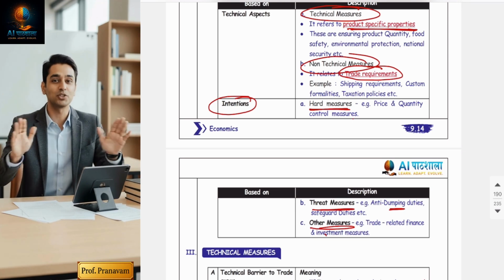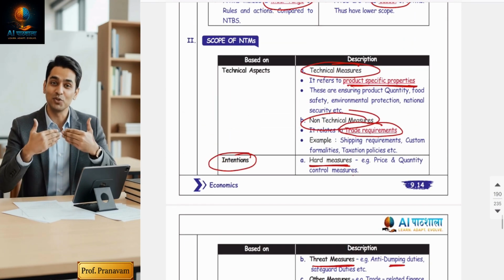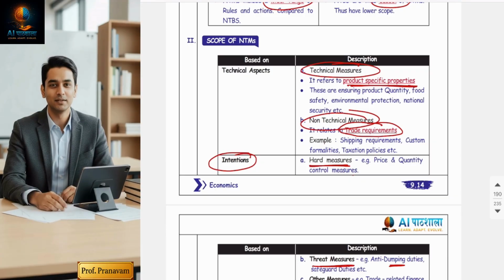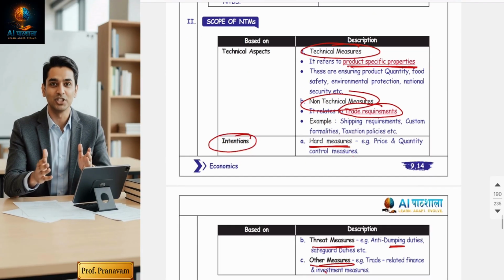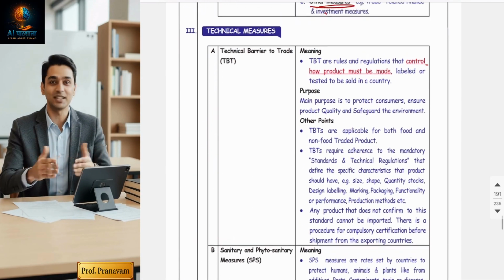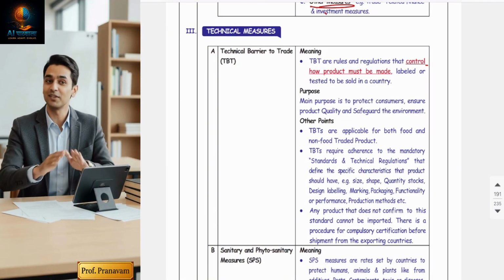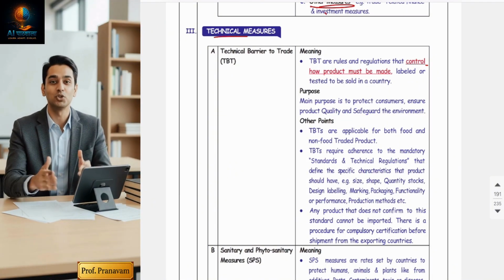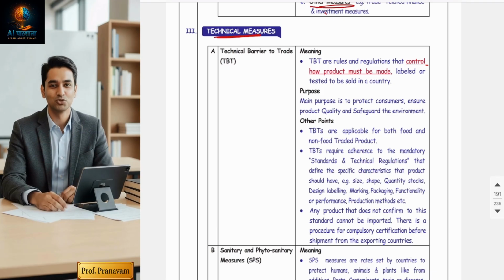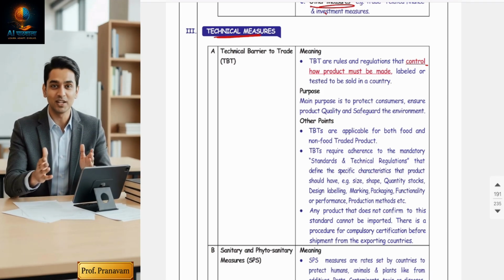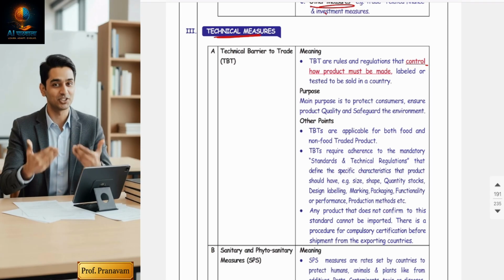So let us understand first technical measures and then we are going to get into the non-technical measures, guys. Now, technical barriers to trade, I can say technical measures. Technical measures are basically only of two types because they are related to the product content.